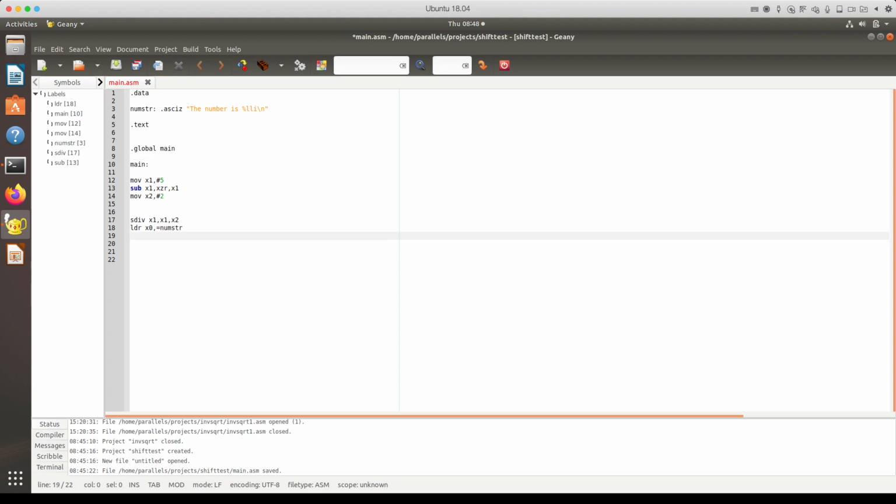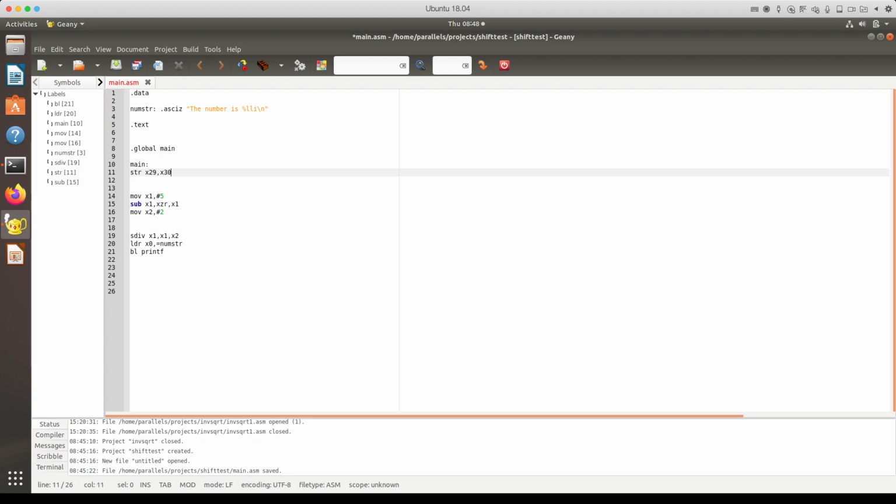The address of my format string. The number's in x1, so we're good, and so I can branch and link to printf. Okay, and then of course, what have I forgotten? My stuff at the beginning, although it won't actually really matter here. Okay, good.